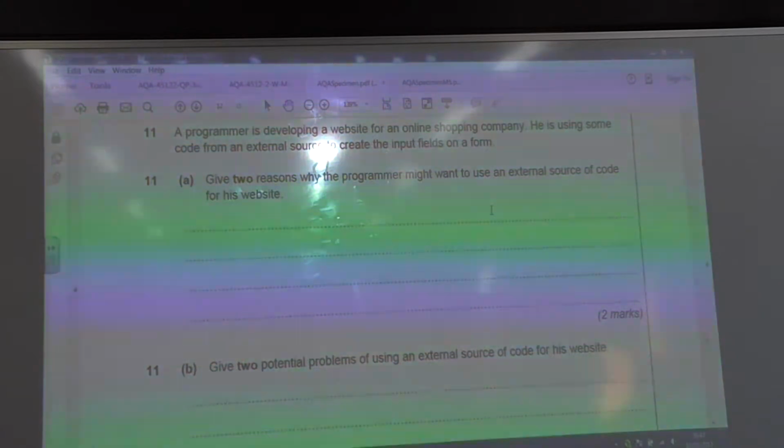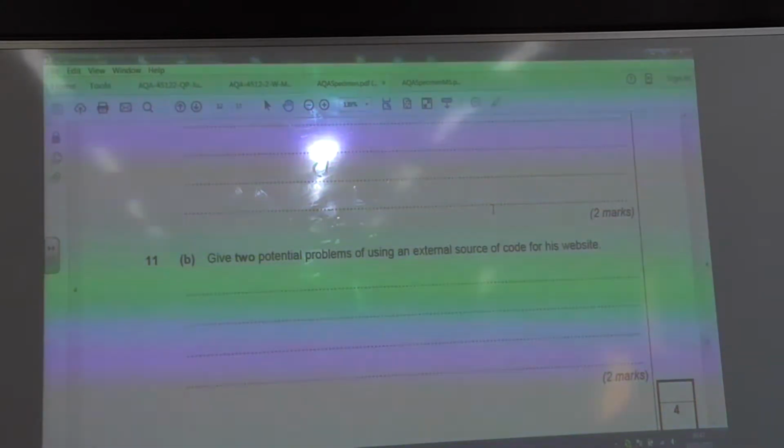What's two potential problems of using an external code source? So what's the disadvantage? Where could it go wrong? Alex? It could cost money to get the code, so you might have to buy the code or buy rights to the code. Right. It could cost money or have copyright implications. You might have to give credit to the coder.